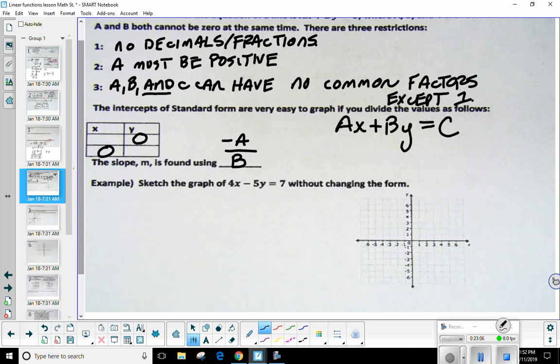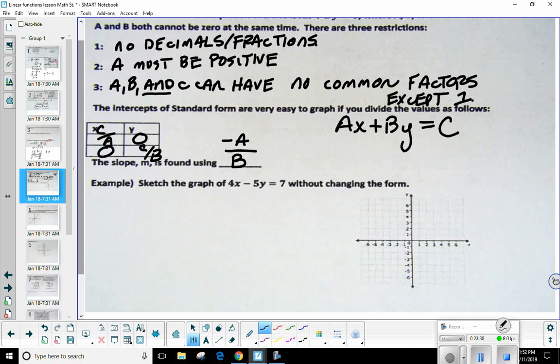Okay. Well, if I go ahead and take the constant and divide by the coefficients of x and y, that's going to immediately give me those intercepts that I'm looking for. If I'm looking for the x-intercept, it's going to be C divided by A. What do you think the y-intercept is going to be for that one? What ratio? C divided by B. Okay.